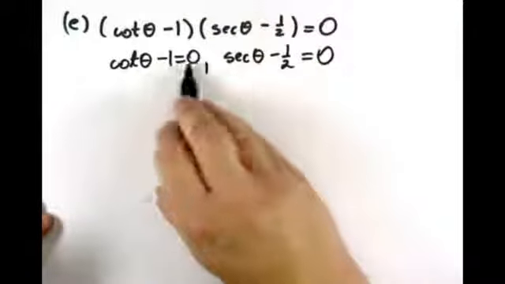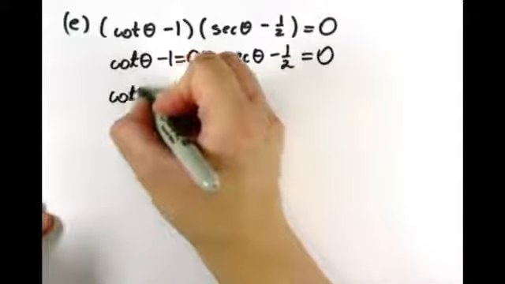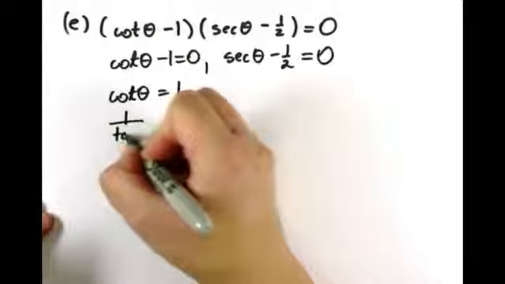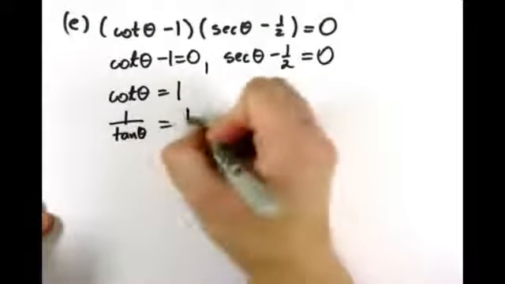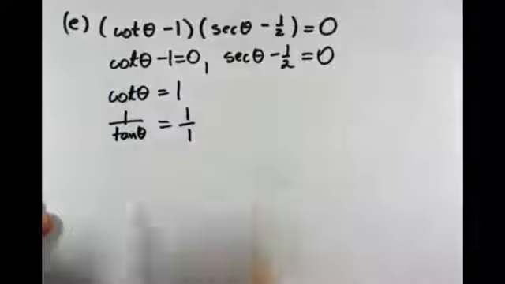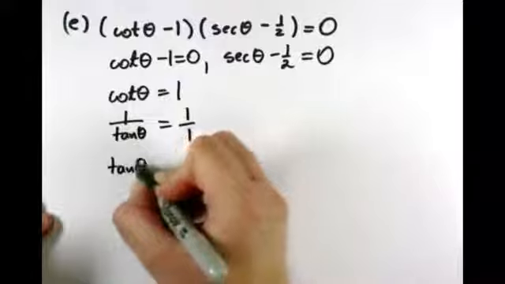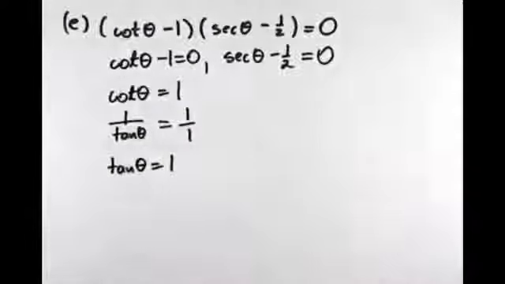So then bring this over. We have cotangent theta is 1. Cotangent theta is nothing else but 1 over tangent theta, which is 1. 1 is like 1 over 1, so cross multiply, so tangent theta is 1. Now we do need to look into our reference angle.